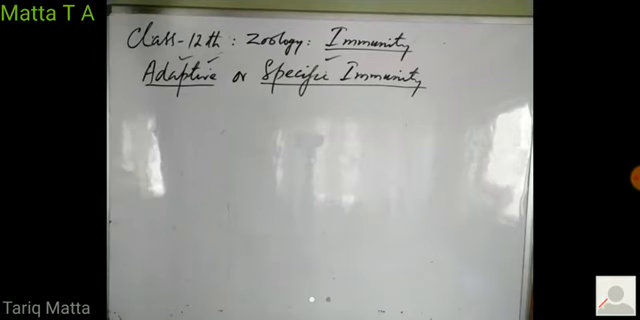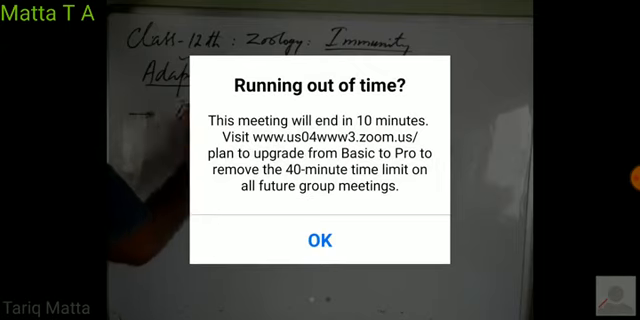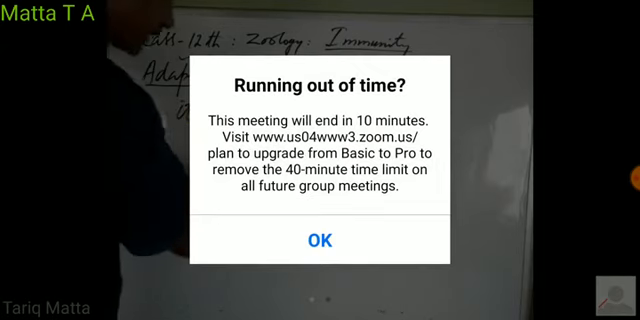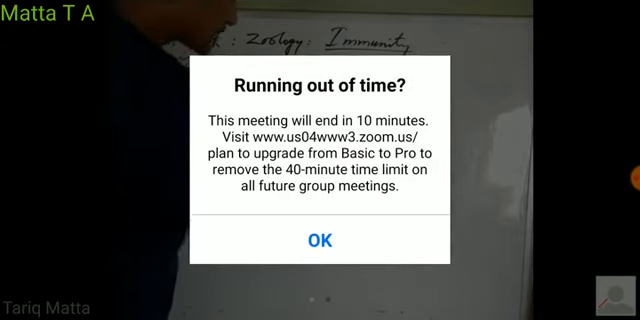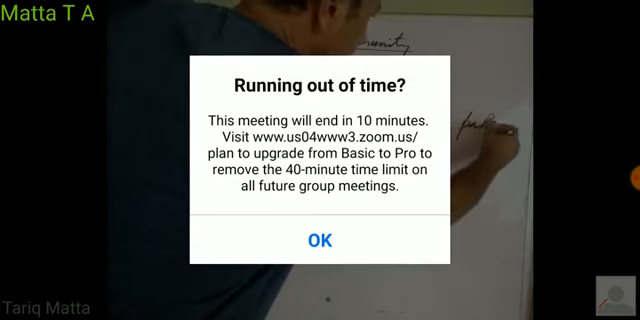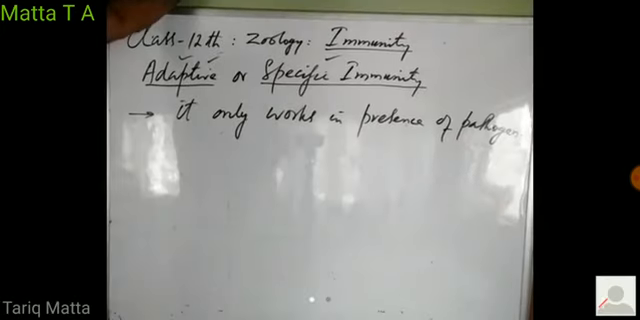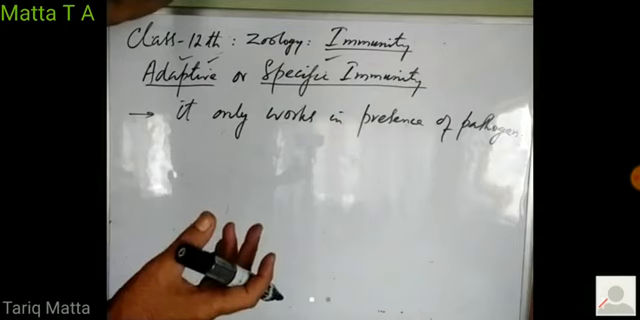This adaptive or specific immunity shows some properties. It has 4 distinguishing properties. What are its 4 distinguishing properties? Number first, this immunity only works in presence of pathogen or disease-causing organism. Adaptive or specific immunity is only developed when there is presence of pathogen or disease-causing organism in the body.